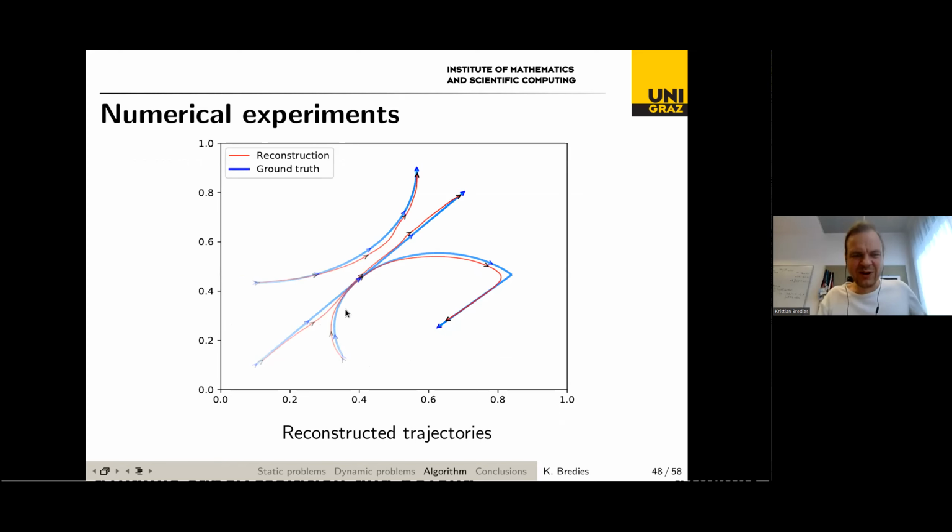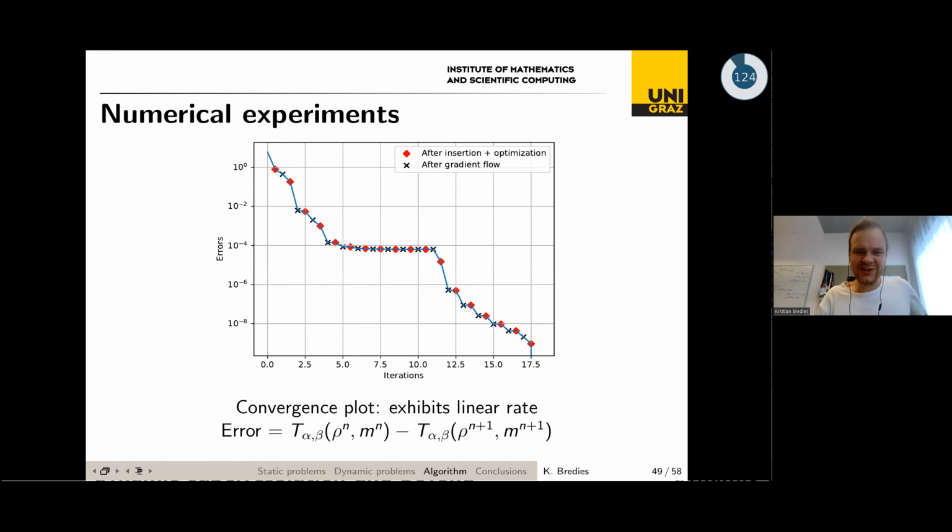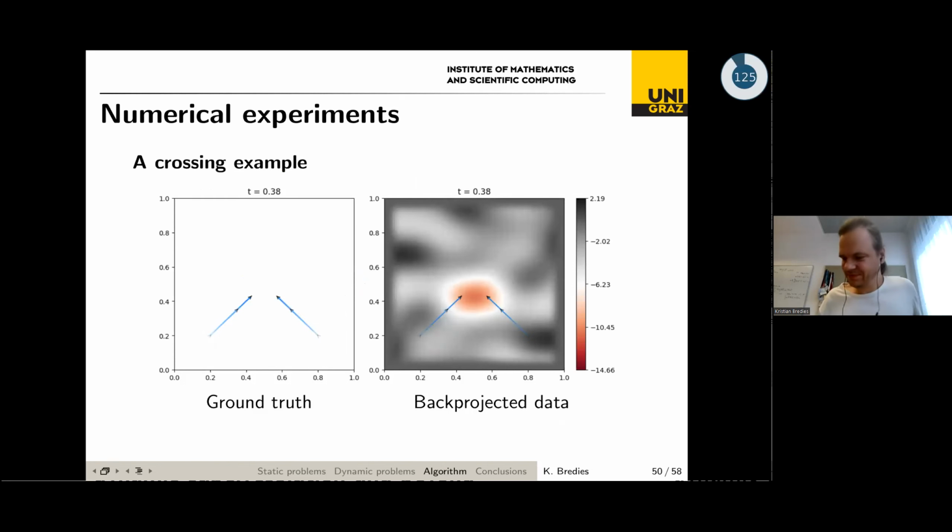And why is this problem more complicated? Because at this point the two curves touch, and if you just look at a static formulation, a static recovery algorithm would not be able to separate these two data peaks. Again, convergence is also working quite nicely.